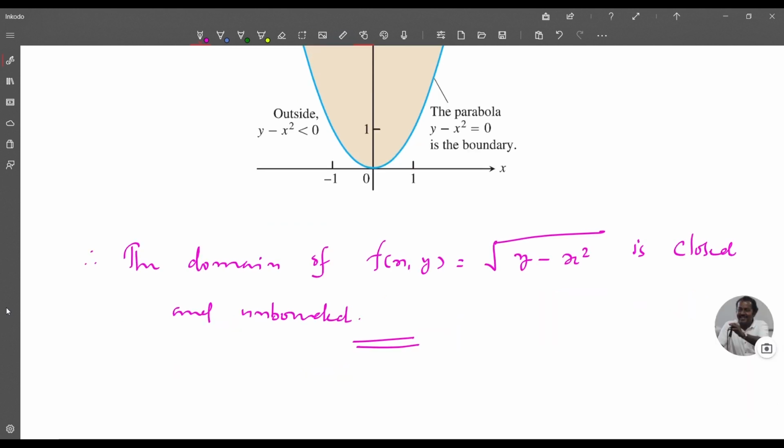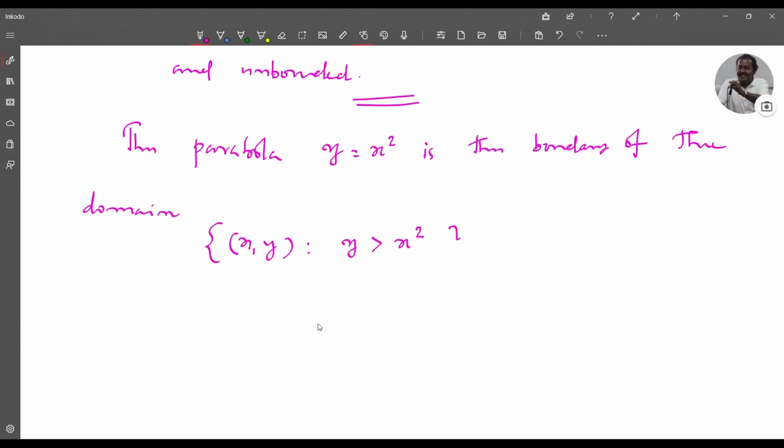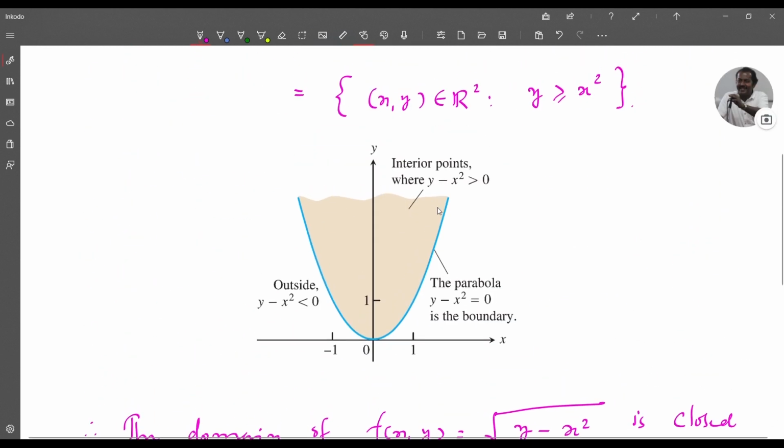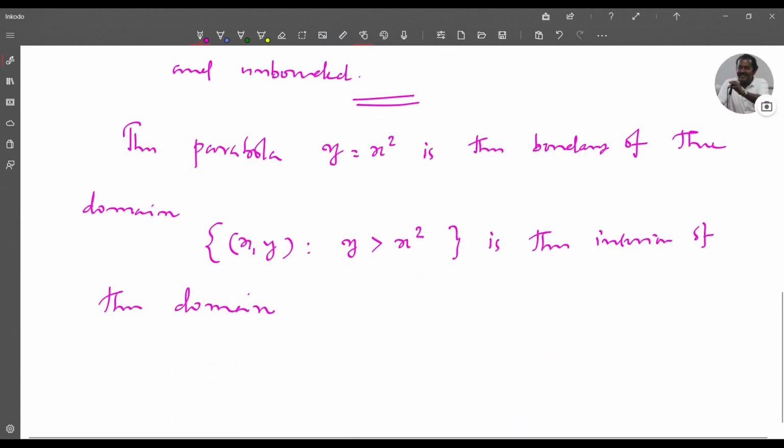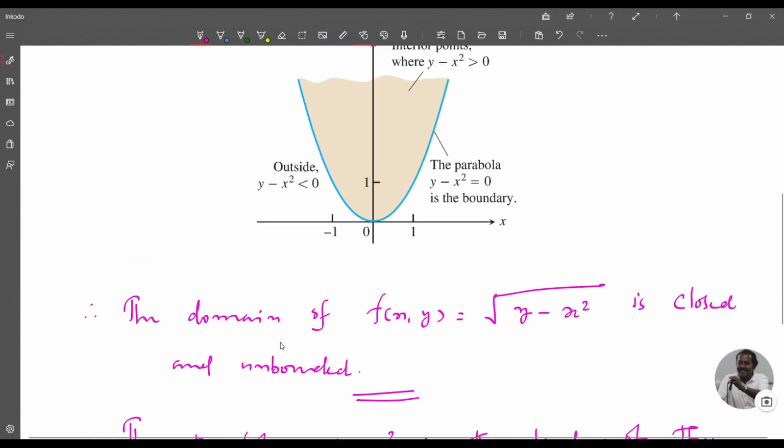And the parabola y equal to x square is the boundary of the domain, and the set of all x, y such that y greater than x square is the interior of the domain. So that is actually the set of all points inside the parabola. So this is the description of the domain of the function f of x, y equal to square root of y minus x square.